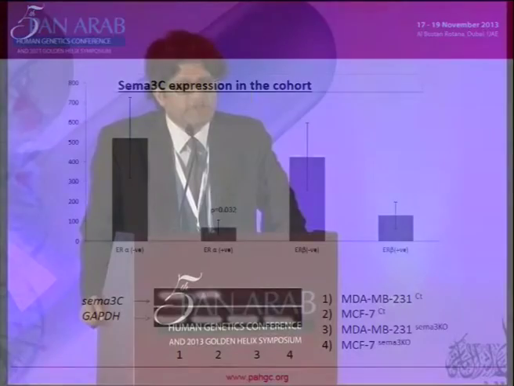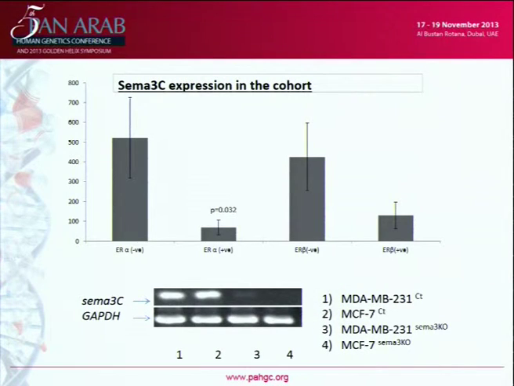Semaphorin's correlation with estrogen receptors is a controversial domain so far. Some studies report that semaphorins are by and large regulated by estrogen receptors. But in my study, I observed that estrogen receptor alpha positive patients have a strong reduction in semaphorin 3C expression, while there was no correlation with estrogen receptor beta positive or negative patients.